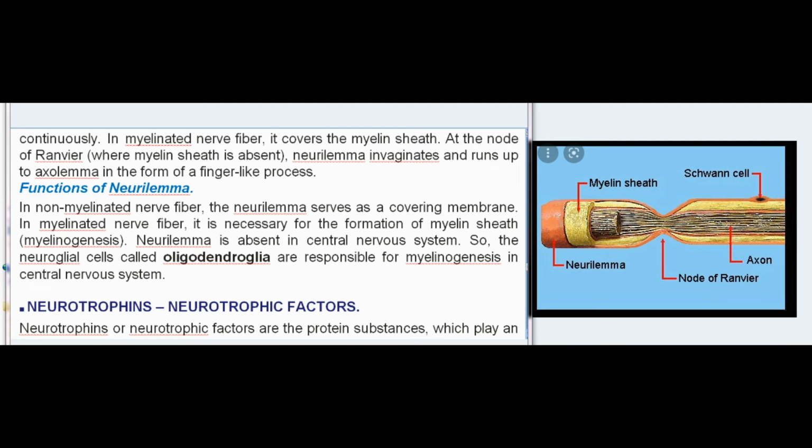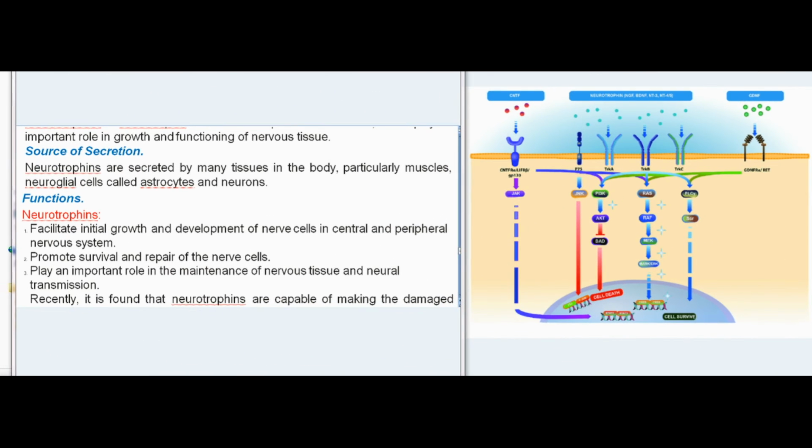Neurotrophins, neurotrophic factors. Neurotrophins or neurotrophic factors are the protein substances, which play an important role in growth and functioning of nervous tissue. Source of secretion: neurotrophins are secreted by many tissues in the body, particularly muscles, neuroglial cells called astrocytes and neurons. Functions: neurotrophins facilitate initial growth and development of nerve cells in central and peripheral nervous system, promote survival and repair of the nerve cells, play an important role in the maintenance of nervous tissue and neural transmission.